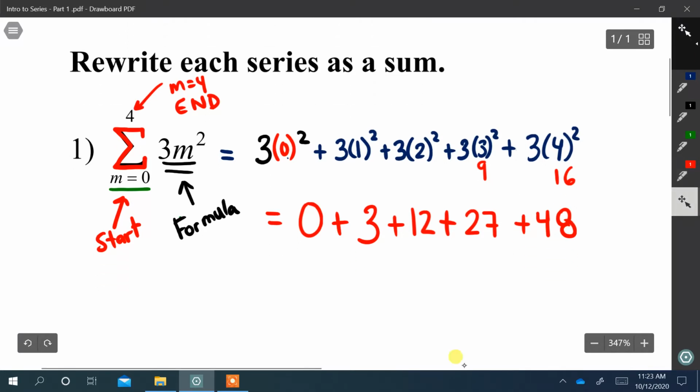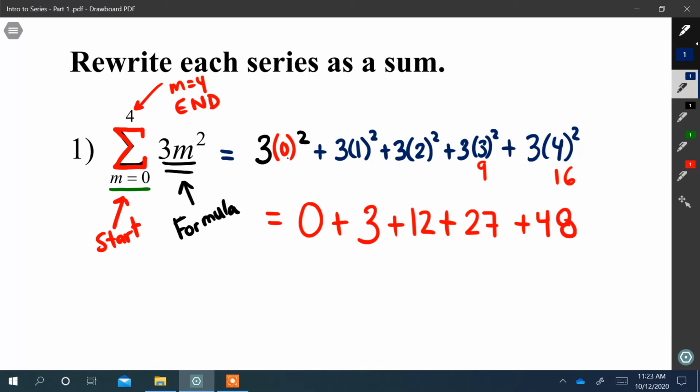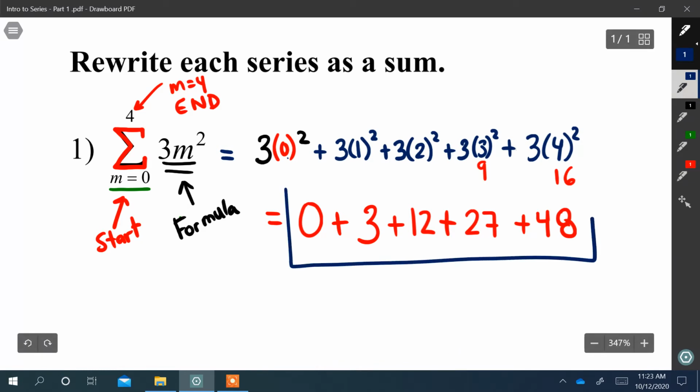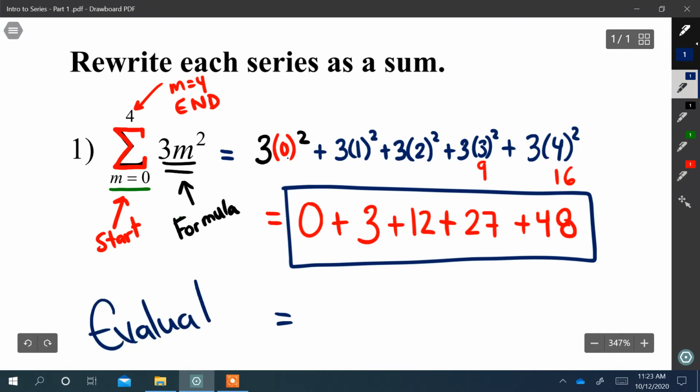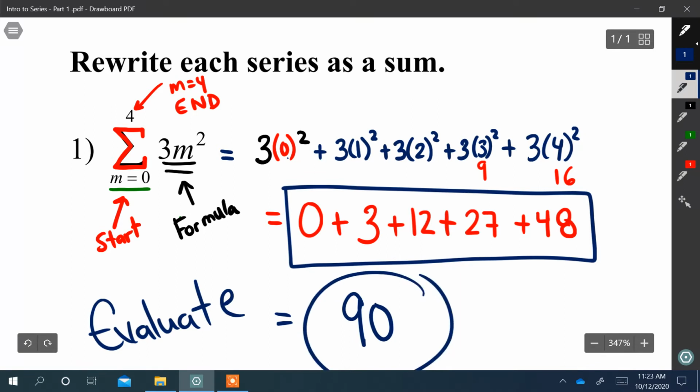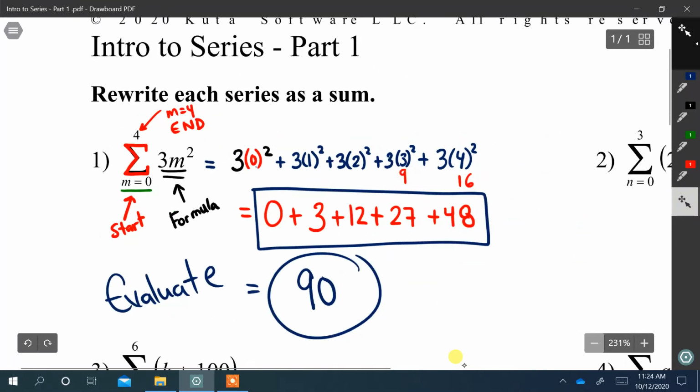Now in here they're asking us to just rewrite it as a sum. Well, this is how you rewrite it. This right here will be a final answer. Now what if they're asking you to evaluate, which I'm actually gonna add as an extra step right here. We're going to evaluate this, so that means I'm gonna add 0 plus 3 plus 12 plus 27 plus 48. I think I did something wrong. Hold on. 48 plus 27 plus 12 plus 3. That right there will be 90. So when I add all those numbers together, I end up getting 90.